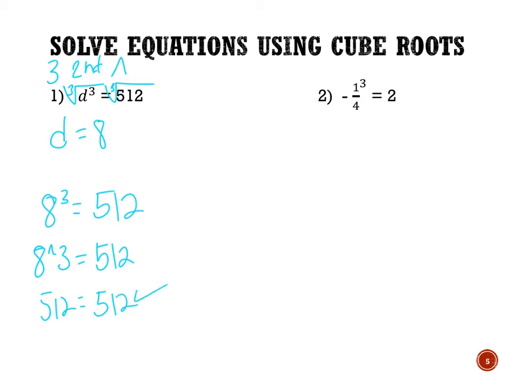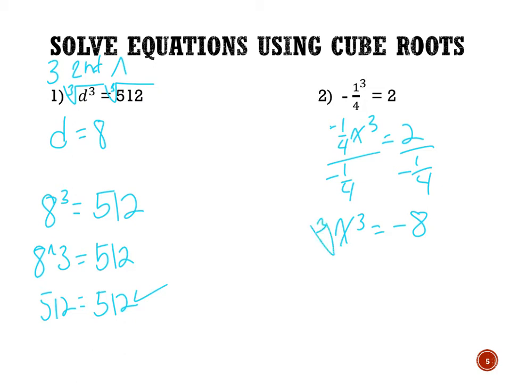Number 2, negative 1/4 x cubed equals 2. So this really should say negative 1/4 x cubed equals 2. So the first thing I'm going to do is divide by negative 1/4. So I'm left with x cubed equals negative 8. Take the cube root. The cube root of x cubed equals x, and the cube root of negative 8 equals negative 2.